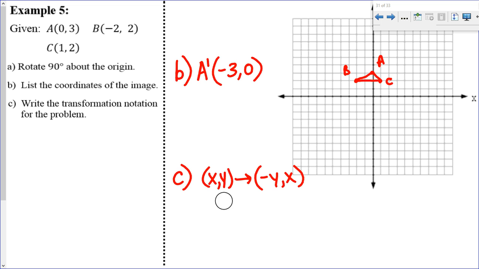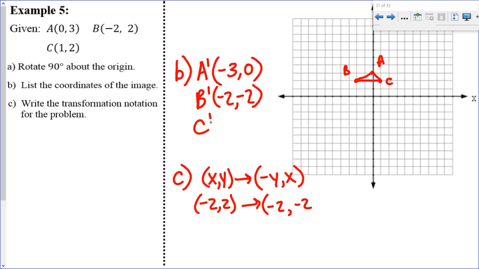Okay, then I'm putting in -2, 2. So we switch them. So that'd be 2, -2 if I just switch, but then the original here becomes its opposite. So then B prime is at -2, -2. And then C prime, if I put 1, 2 here, you switch them to 2, 1, and then this one becomes its opposite. So it'd be -2, 1.